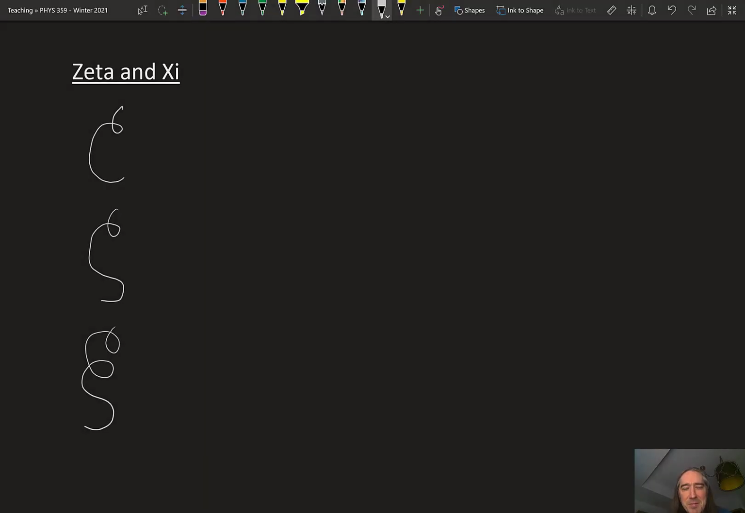Here is your brief tutorial on how to draw the difficult Greek letters of zeta and xi. So I've drawn here already 3 letters. The first one is a cursive C, the second one is a zeta, and the third one is a xi. If you can do the cursive C, you can do the zeta. And if you can do the zeta, you can do the xi. So let me just show you what I mean by that.